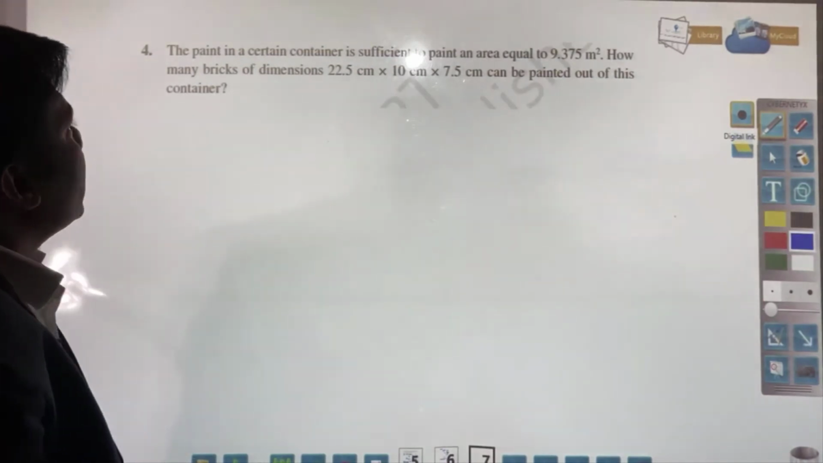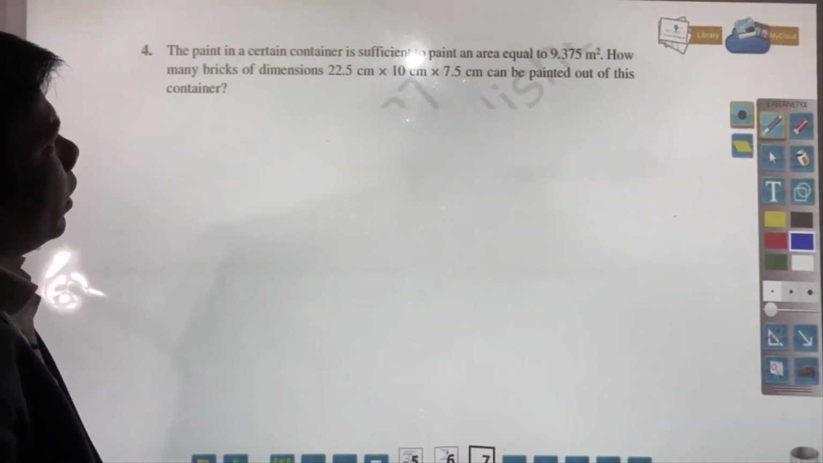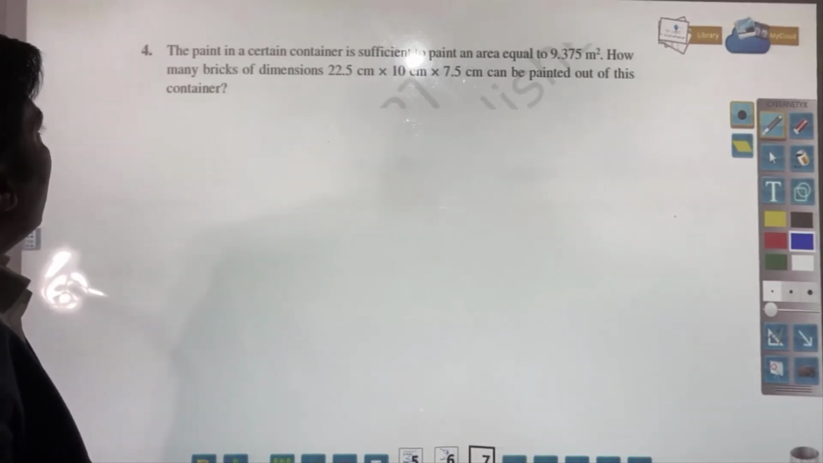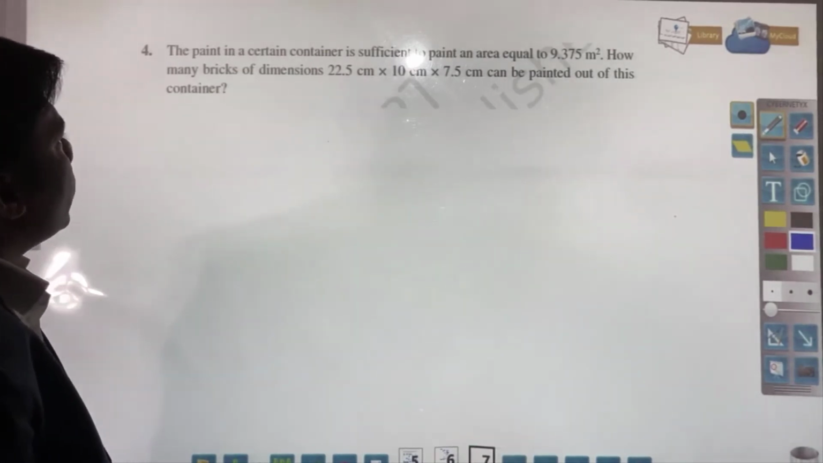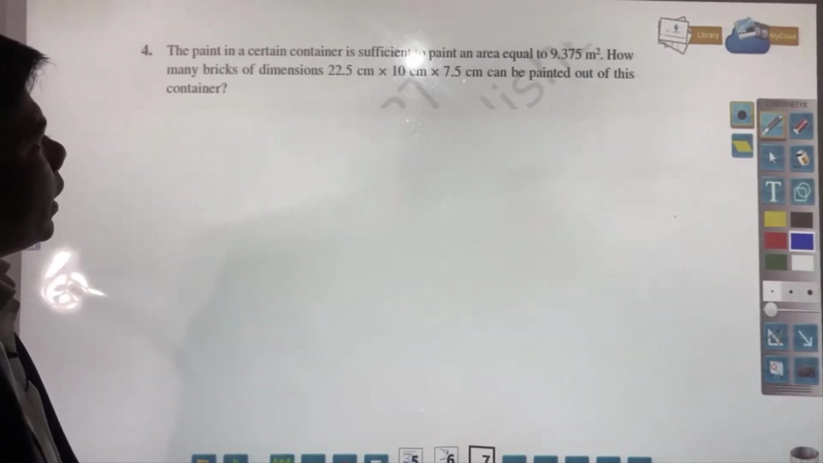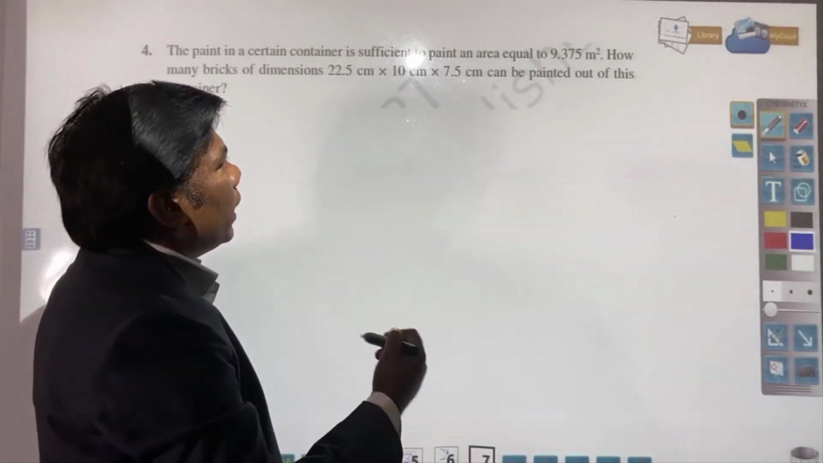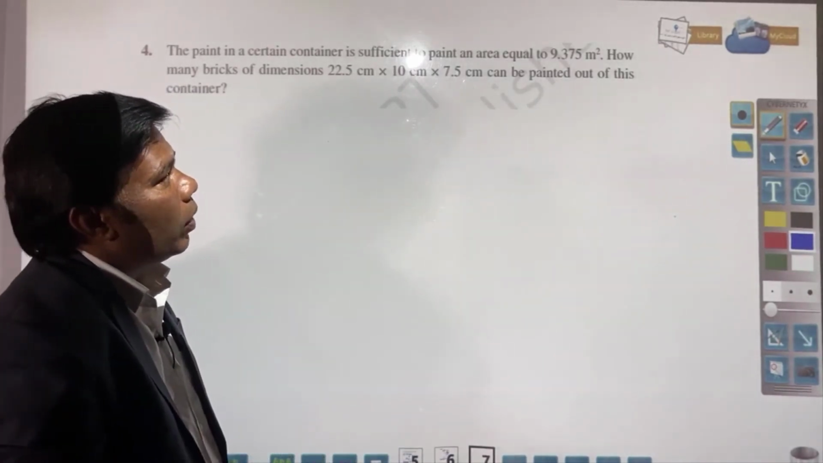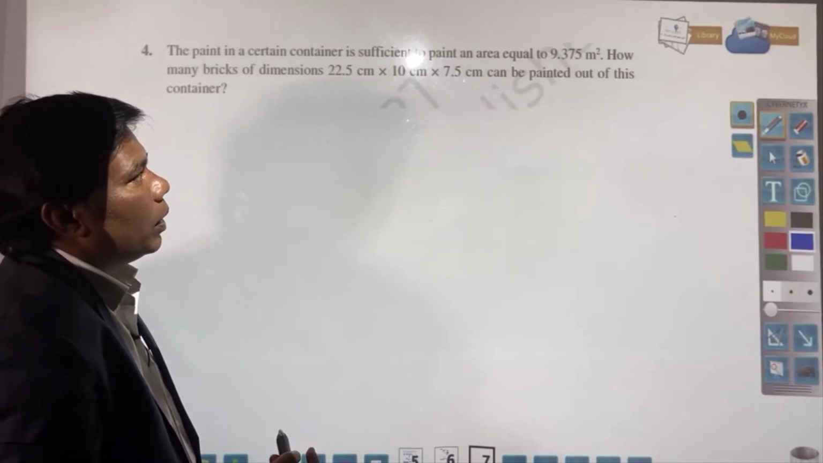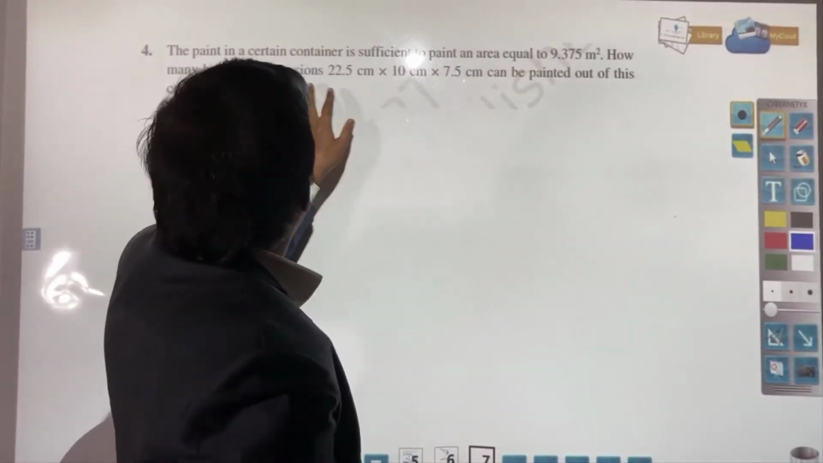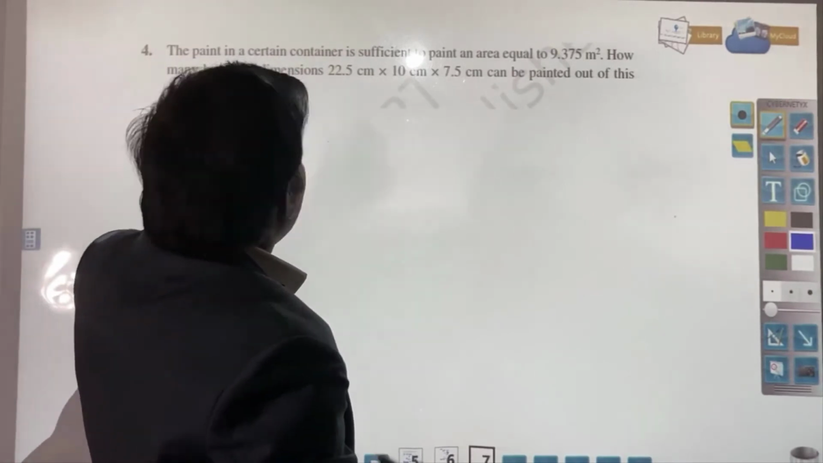The paint in a certain container is sufficient to paint an area equal to 9.375 meters square. How many bricks of dimensions 22.5 centimeter into 10 centimeter into 7.5 centimeter can be painted out of this container? The container's shape has not been given, only the area. This much area can be painted, and the dimensions of the brick have been given.